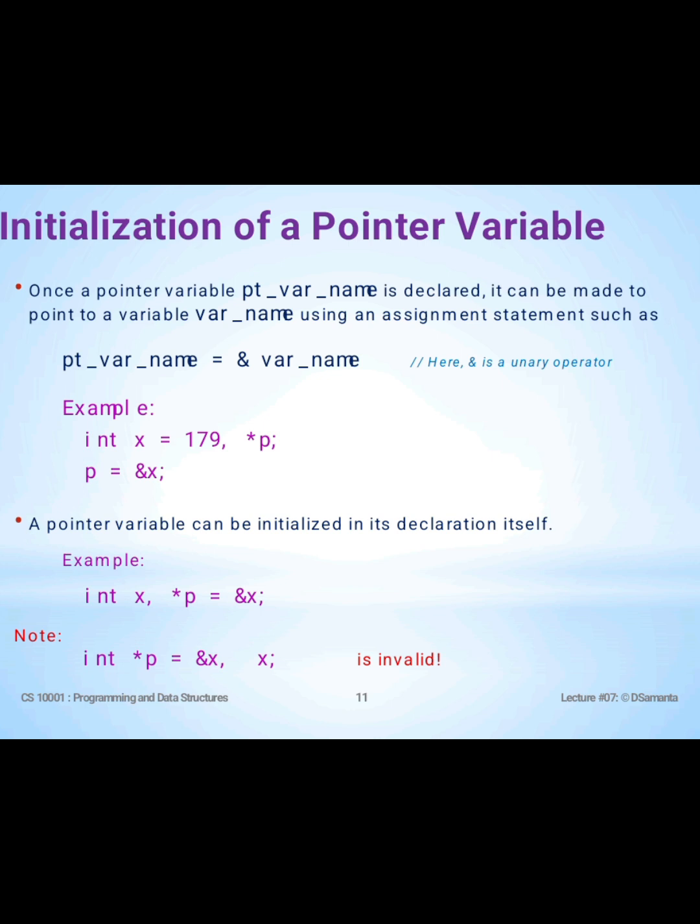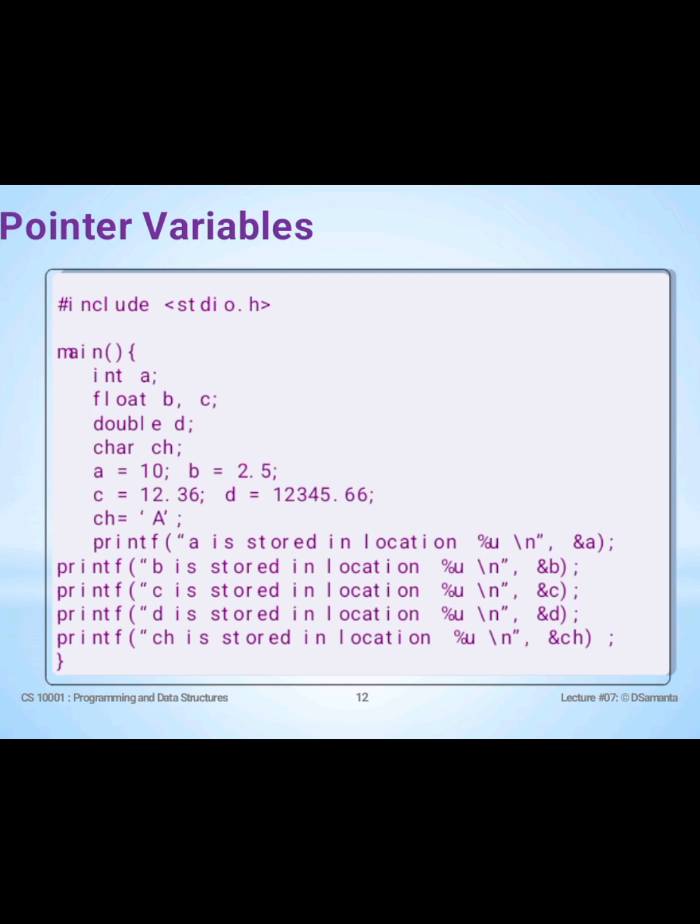Example: int x, *p = &x; Output: int *p = &x, then x; is invalid. And this is the example of pointer variables.